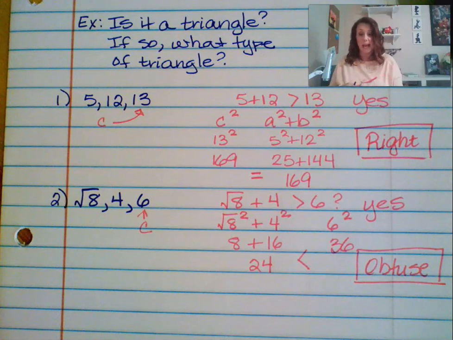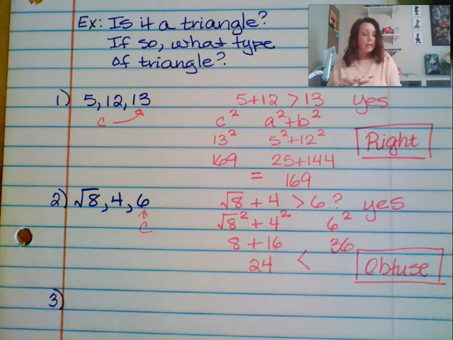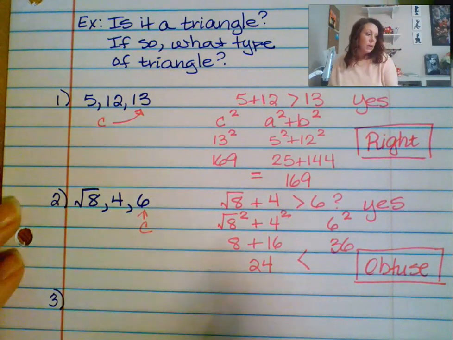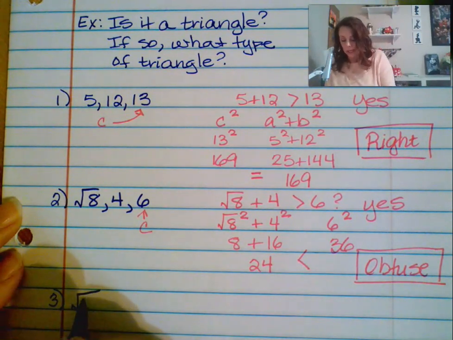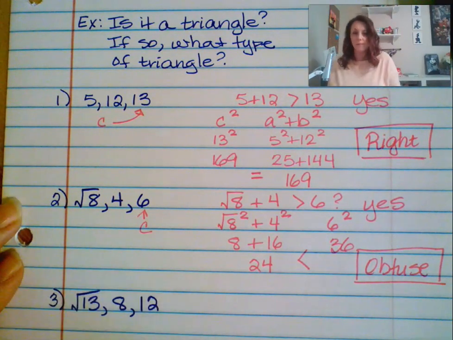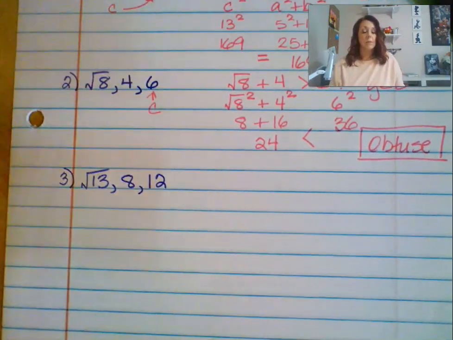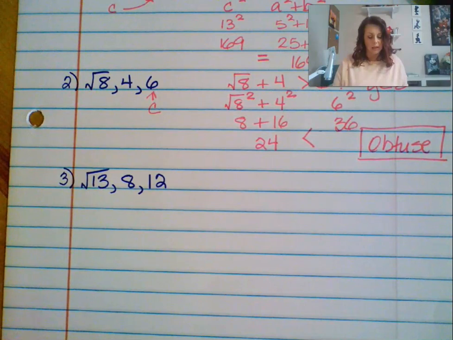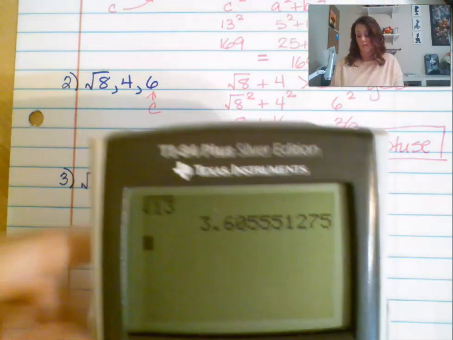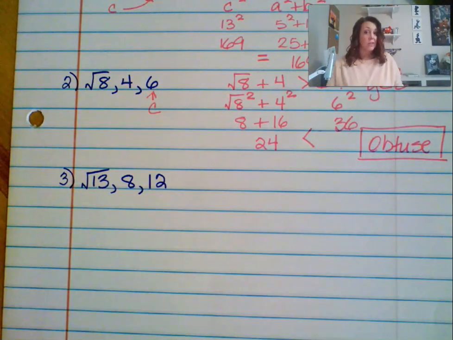All right, let's look at one last example. Number 3. In number 3, we are using the square root of 13, 8, and 12. There again, I want to figure out what the square root of 13 is, because I need to identify my longest side. The square root of 13 is approximately 3.6. So this is 3.6-ish, 8, and 12, which means our c value in this problem is 12.